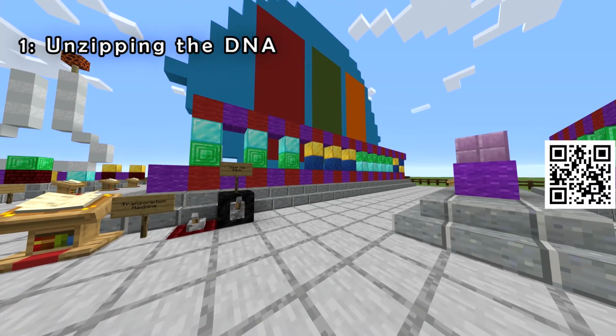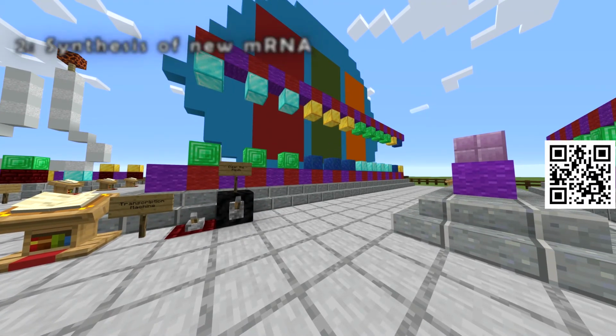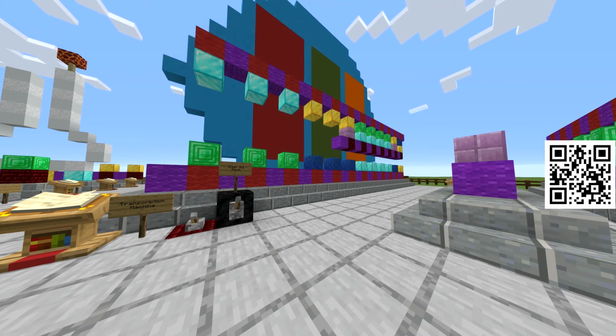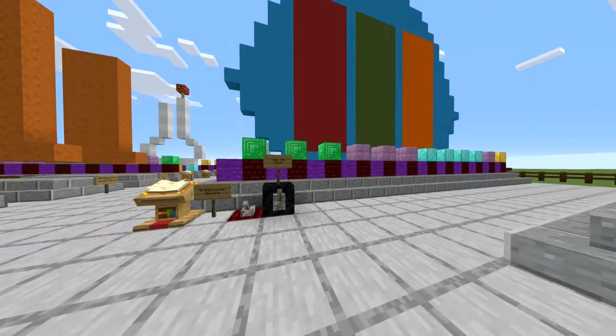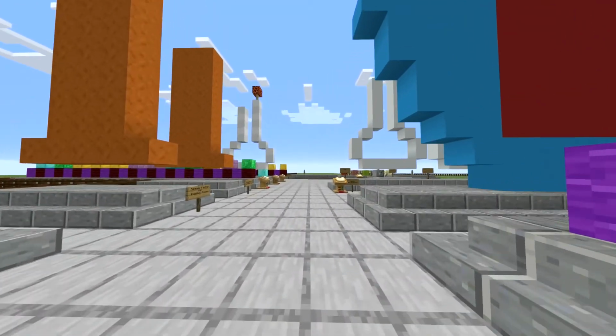First, the DNA strand I made is unzipped. Next, mRNA is synthesized off the template strand. In a real cell, the DNA zips back together again, but in this case, it just kind of disappears whilst the mRNA comes to rest on the plinth in front of you.